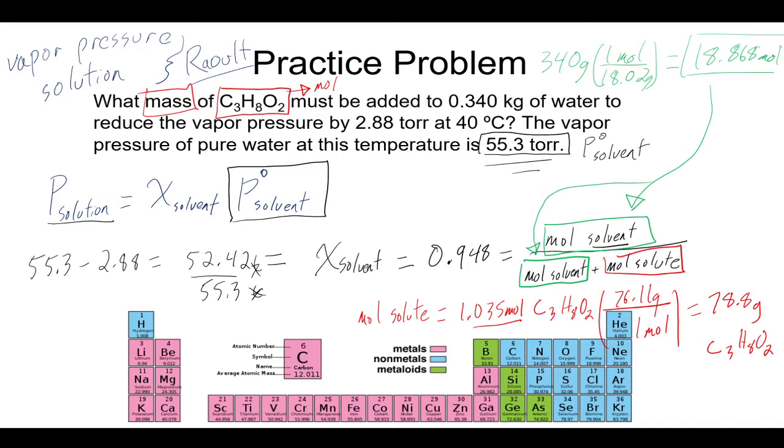Okay, so if you had to create a solution with a certain vapor pressure, and vapor pressure is important because it tells you something about the boiling point of the substance, which we'll get to later. But if you were asked to do that or wanted to do that, this is exactly how you would figure out how many grams you need to weigh out of C3H8O2 to add to your water to end up with this solution. Okay, so here's your final answer right here, 78.8 grams.